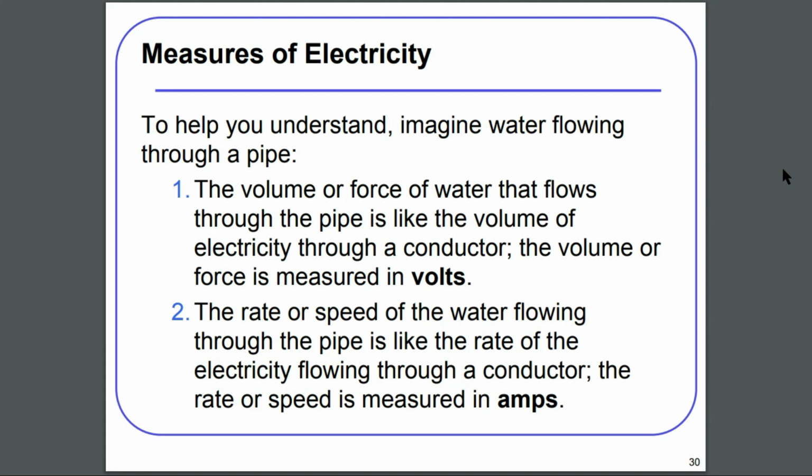To help you understand, imagine water flowing through a pipe. The volume or force of water that flows through the pipe is like the volume of electricity through a conductor. The volume or force is measured in volts. The rate or speed of the water flowing through the pipe is like the rate of the electricity flowing through a conductor. The rate or speed is measured in amperes.